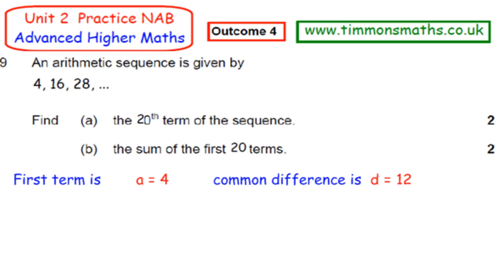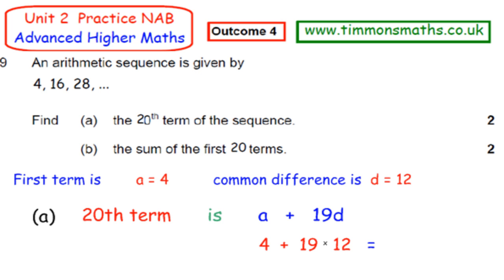First thing we're asked for is the 20th term in the sequence. The nth term of an arithmetic sequence is a plus n minus 1 times d. So the 20th term will be a plus 19d. So that's equal to 4 plus 19 times 12, which is 232. So the 20th term of this sequence is 232.